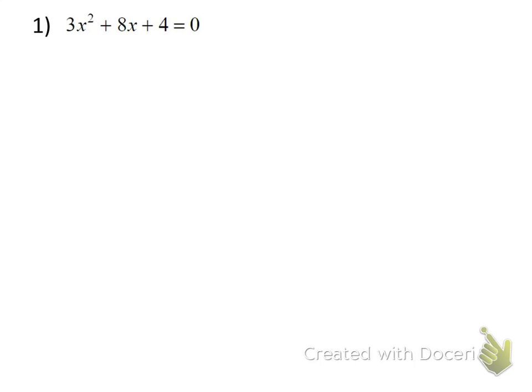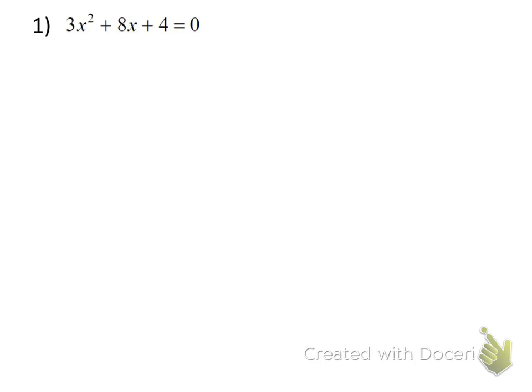Number 1. Step 1 is set y, f of x, equal to 0. In this example, you could see the equation's already set to 0. Step 2 is place all the terms on one side. You could see that that's already happened on the left side. This is a quadratic equation because the biggest exponent is x squared. So there's going to be two answers, unless it's the same answer twice.